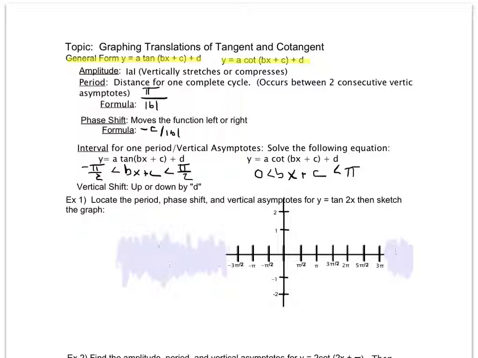So I think I have 3 examples here, so let's go ahead and look at the first one. I'm asked to find the period, phase shift, and vertical asymptotes for tangent of 2x. Oftentimes with tangent and cotangent, I don't have to find as much. So my period is going to be pi over the absolute value of b, changing that formula just a bit. My b is 2. B is still in front of the x, so my period is pi over 2. My phase shift will be negative c over the absolute value of b. Well, notice I don't have a c here, so my phase shift is going to be 0.